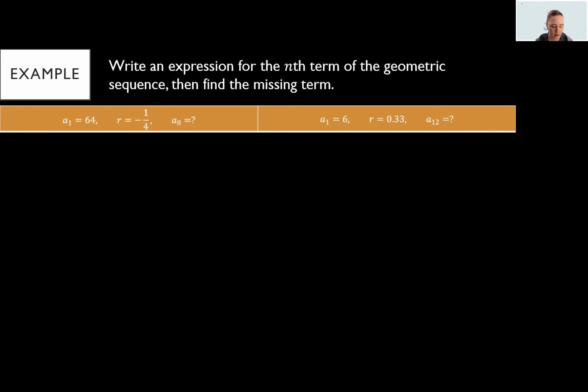In the interest of time, I'm just going to go to the one on the right. I do have several more examples, and I don't want to run out of time. So we'll just do the one on the right because that has a decimal R, which is something we haven't worked with yet. So the formula is a_n equals a_1, so that's 6 times 0.33 to the n minus 1.